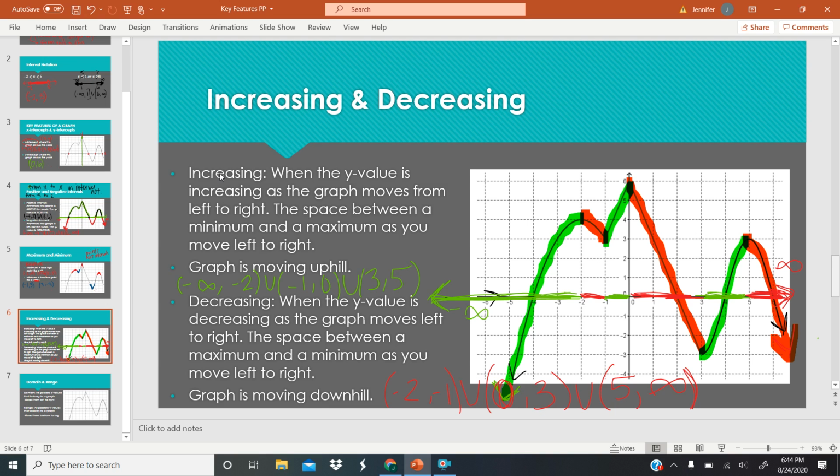And then again on this one, I only used parentheses. I didn't put any brackets in here because whenever you're actually sitting at the top of a hill like this, you're not really going up or down, you're just sitting at the top. So we're not going to include those in the intervals. We're just going to use parentheses for increasing and decreasing.